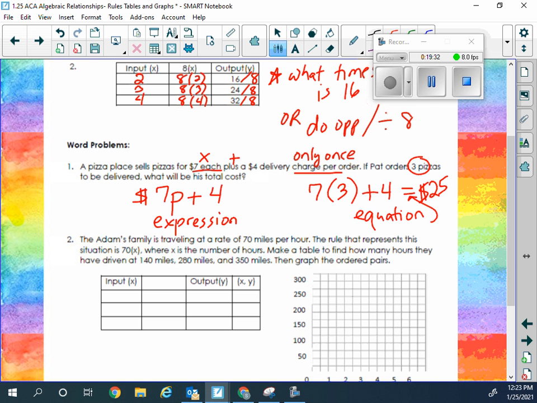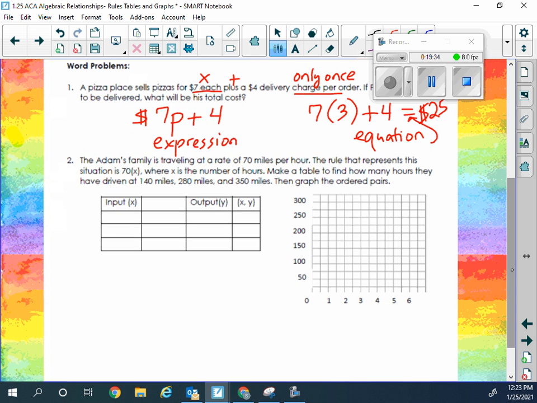Okay. Now, what we're going to do is take it and put it all together in one problem. We've got the story, we've got the table, we've got the graph all together, okay? It says, the Adams family is traveling at a rate of 70 miles per hour. The rule that represents this situation is 70x. Ooh, good. So I can fill that in right there. And that's where my rule goes. Where x is the number of hours.